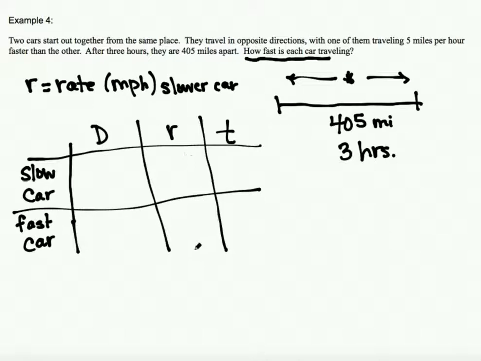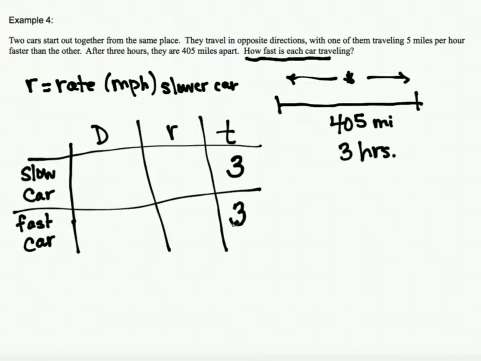Do I know the rates of either car? No, I see that that's my variable. I don't know how fast either car is going. So for now, let's leave that blank. Time. Do I know how long each of these cars were on the road? Well, this one I do. I know that they left at the same time, and we're talking about 3 hours going by. So they're both traveling for 3 hours.